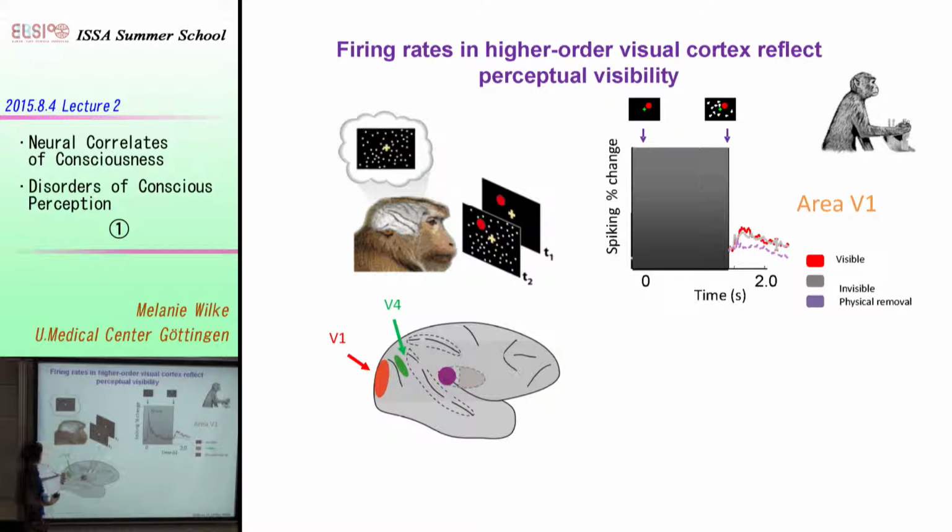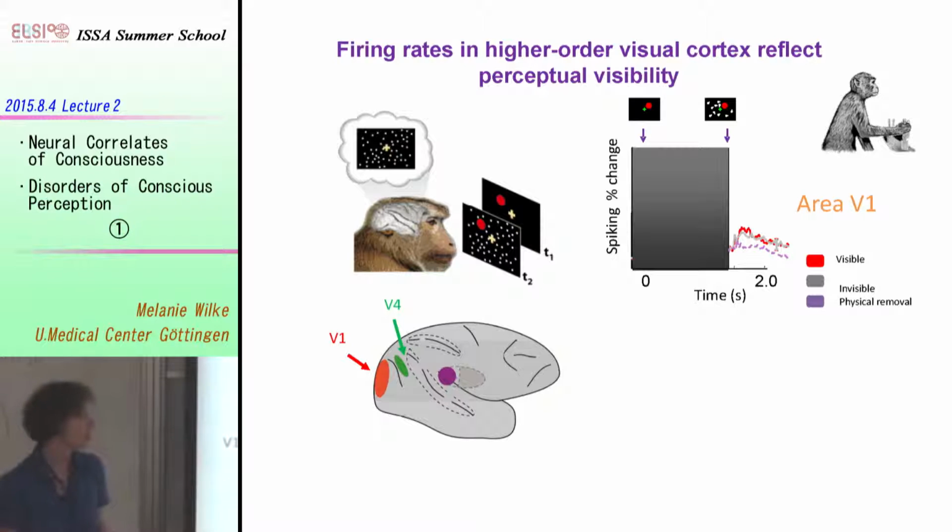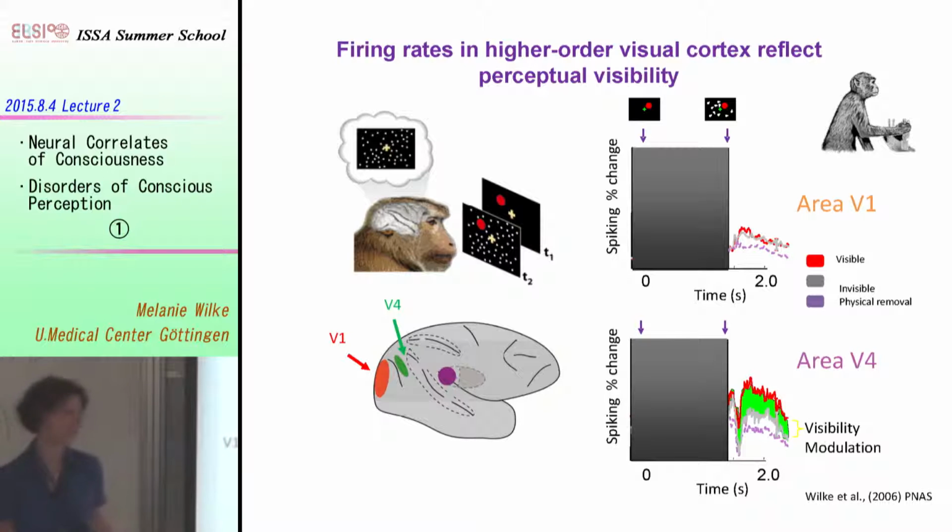And this is area V1 now, again, the primary visual cortex. If you look at the neurons there, you see that when the monkey was reporting that the target became invisible versus visible, those lines are completely overlapping. This is the period where the monkey reported that the target had disappeared. And this is the physical removal, just to make sure that the cell is actually responding to the physical removal. And you see, in area V1 there was just a very small subportion of the cells who did anything, and if they did, it was very small, what we would call a perceptual modulation.